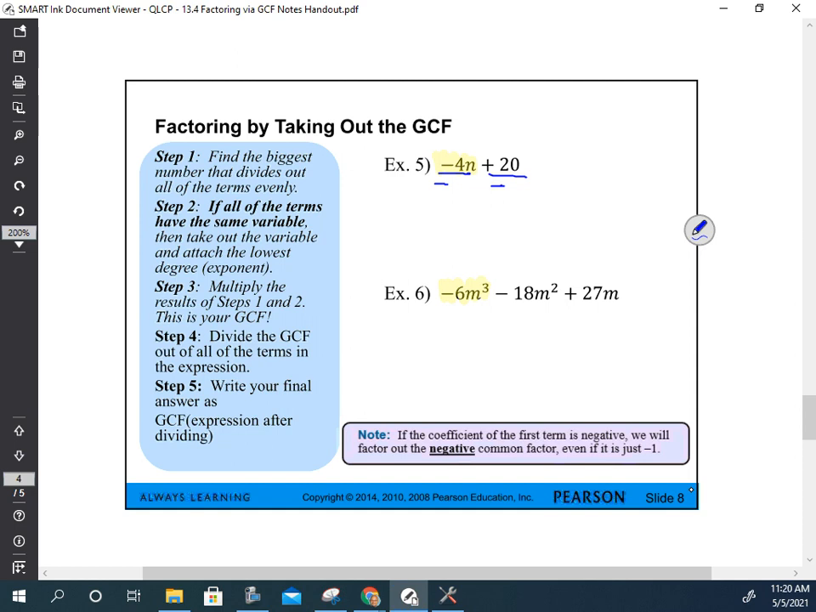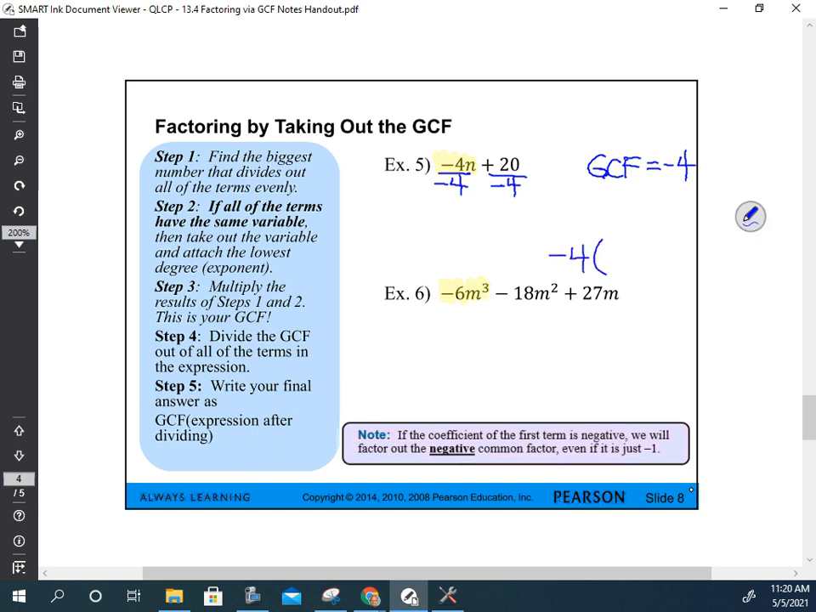What divides out of 4 and 20? Oh, we can do better than that. Take out 4. So we can take out a 4. Can we take out the m? Can we take out the variable? No, 20 doesn't have it. So your greatest common factor is negative 4. So that's what will go in front.